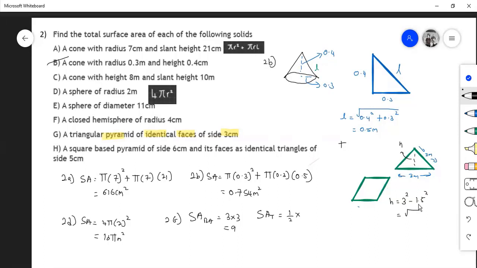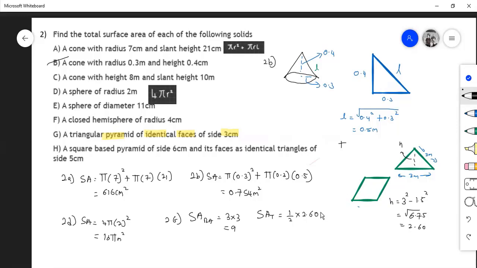Okay, so 3 squared minus 1.5 squared, I'm going to get 6.75, and when you square root, you're going to get 2.6. Okay, so 6.75, and when I square root, I'm going to get 2.60 eventually. We already got our height, which is 2.60.